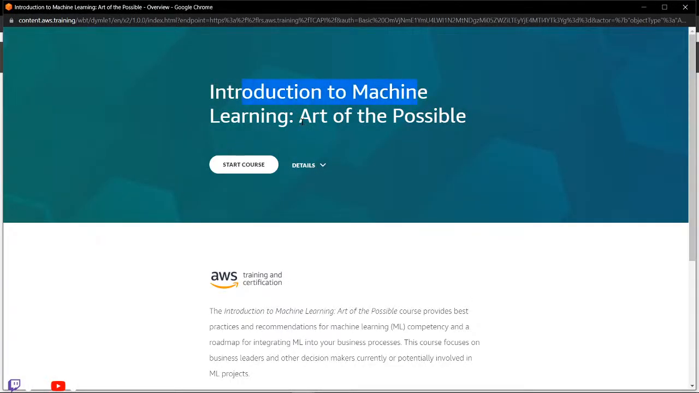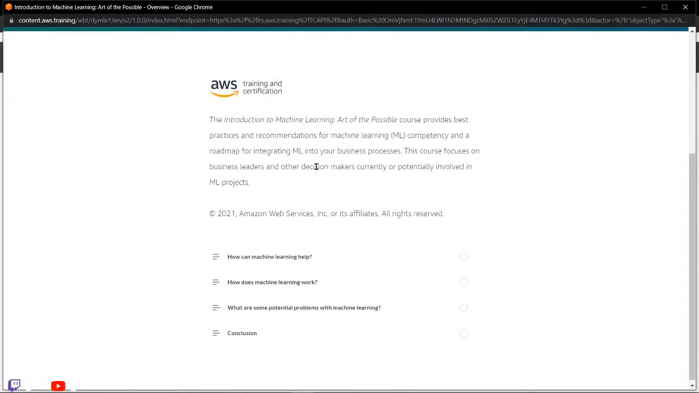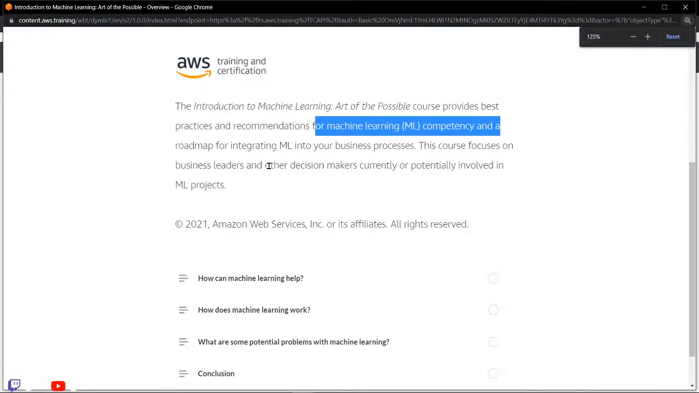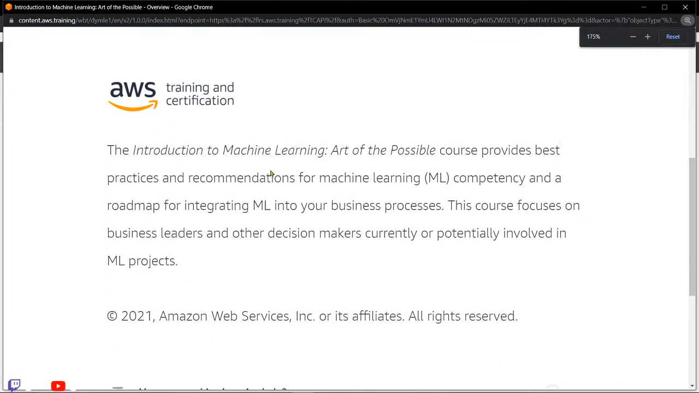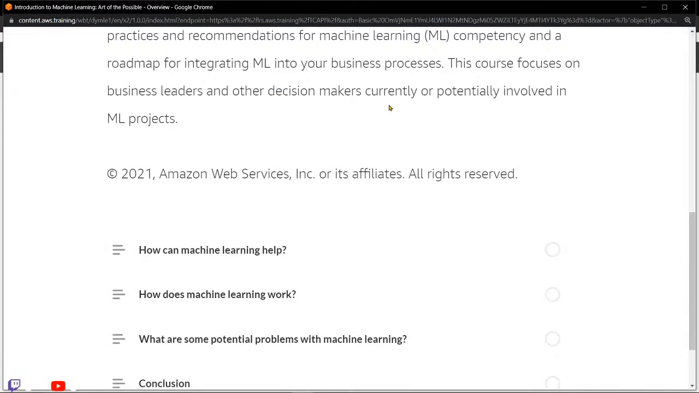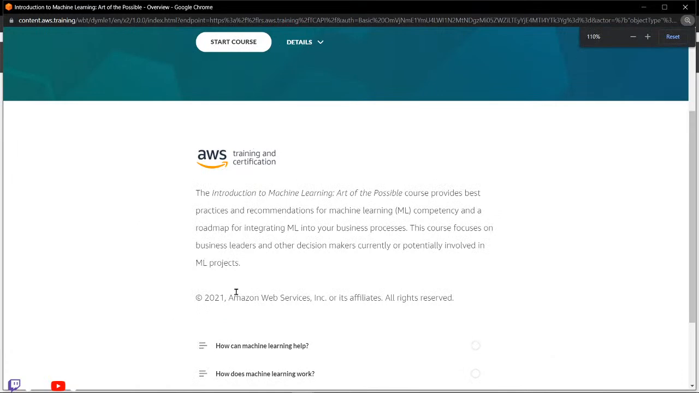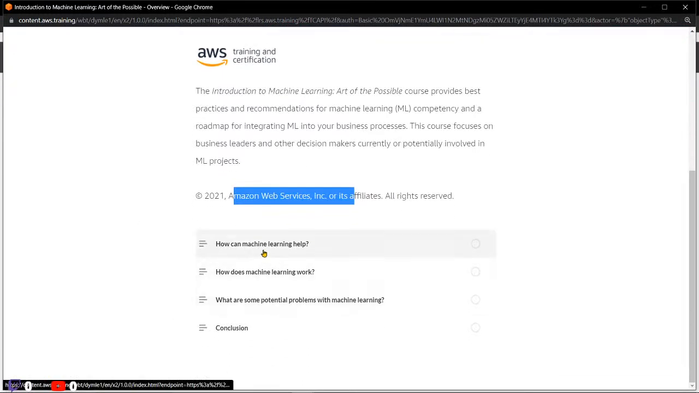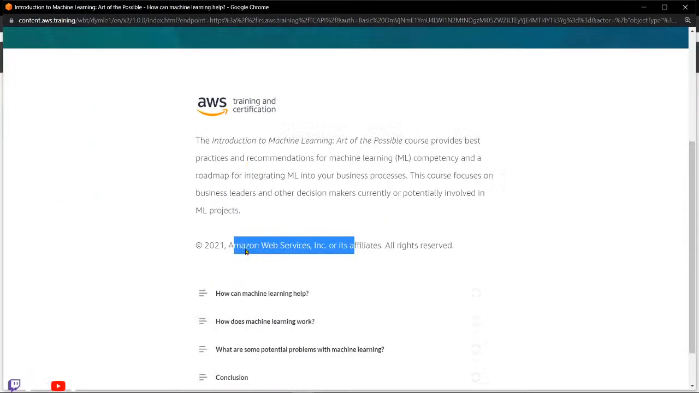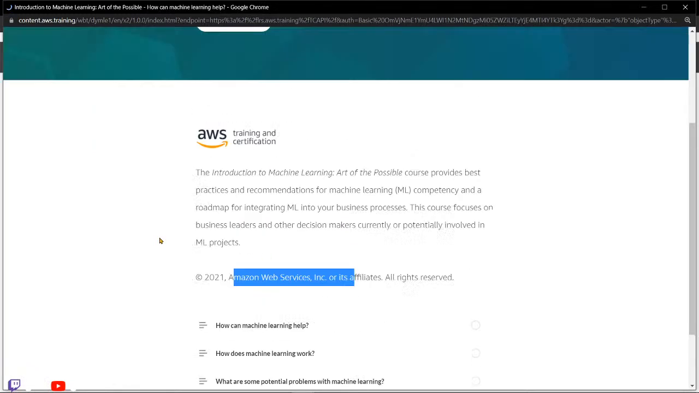Introduction to machine learning, art of possibilities. So these are the details. The introduction to machine learning course provides best practices and recommendations for machine learning competency and a roadmap for integrating ML into your business. This course focuses on business leaders and other decision makers currently or potentially involved in machine learning. So this is the course from Amazon Web Services. These are the questions we'll be reaching out to in this session.